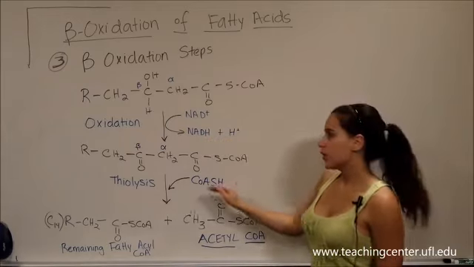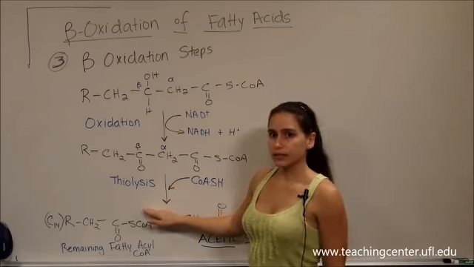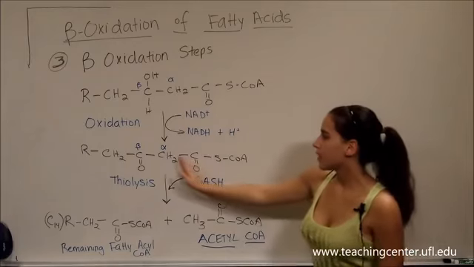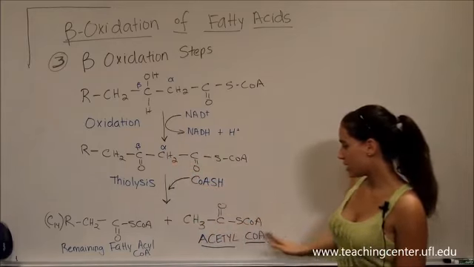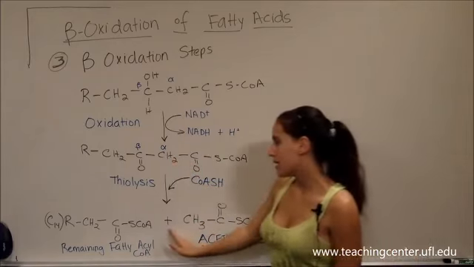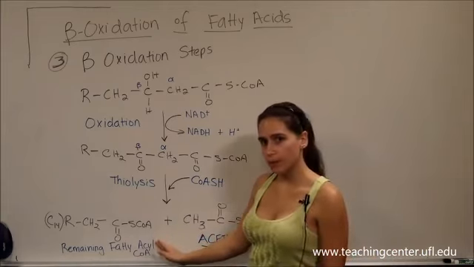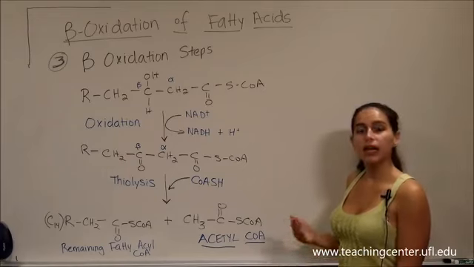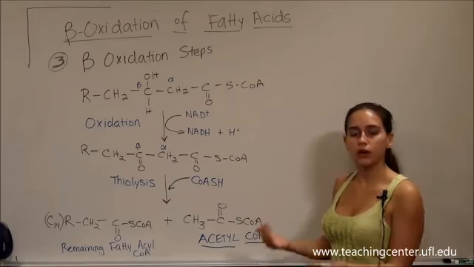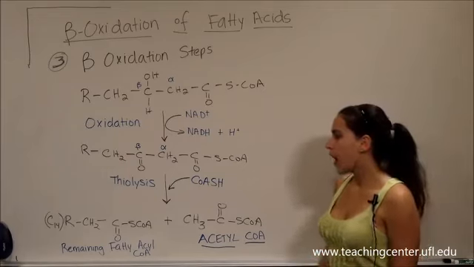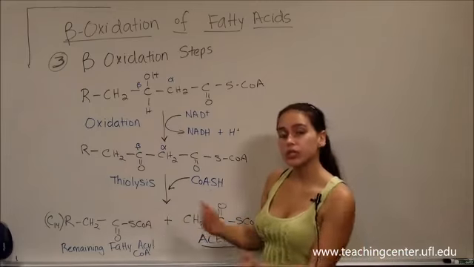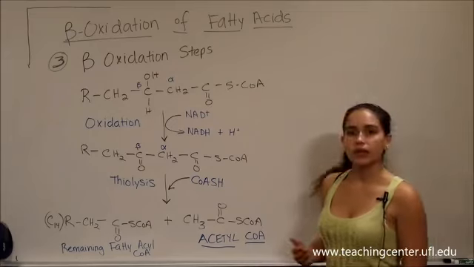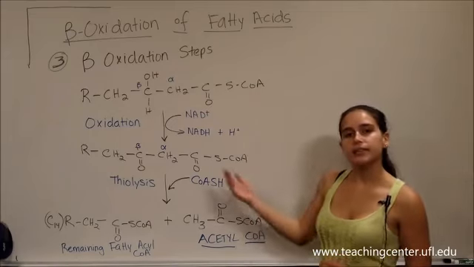After our oxidation, now we're going to undergo thiolysis. That means we're going to add a CoA-SH to break apart that acetyl-CoA and have our remaining fatty acyl-CoA. We know that acetyl-CoA can go into the TCA cycle and, just like in glycolysis, yield energy. Our remaining fatty acyl-CoA, we're going to continue to break down into acetyl-CoAs, and I'm going to explain the energy yield in a second.